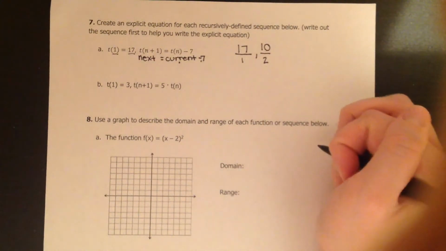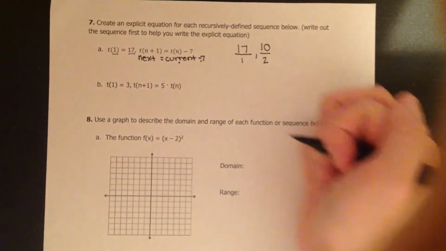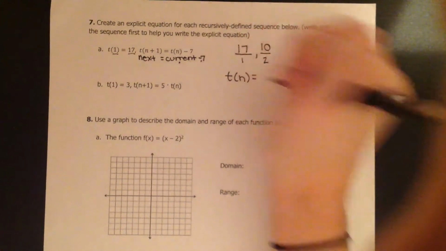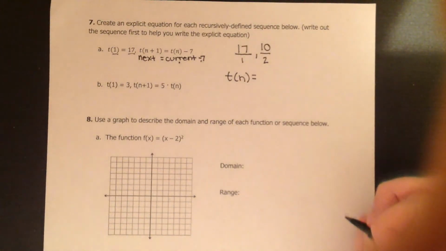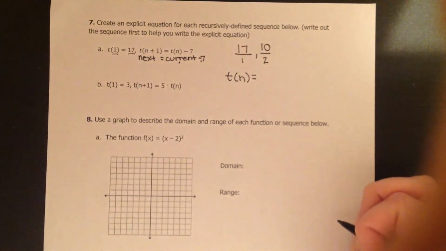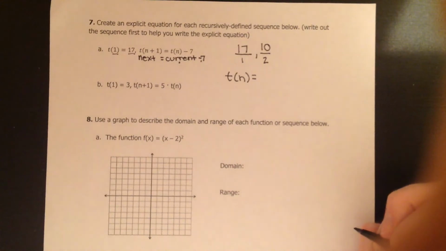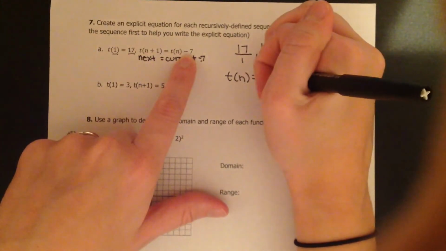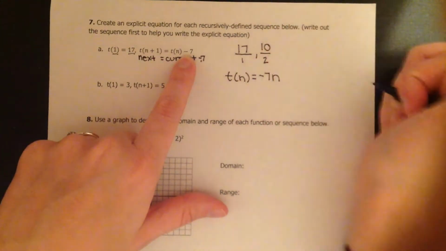Okay, we can begin writing our explicit equation. So for this, it starts with t of n equals. And since this is adding, well, it's adding negative 7, this is just like y equals mx plus b. So our m, or slope, or in this case our growth pattern or common difference, is going to be minus 7. So we're going to do negative 7n.